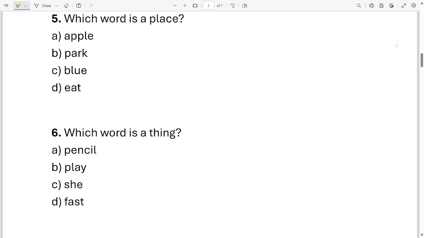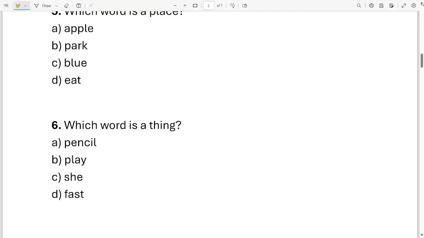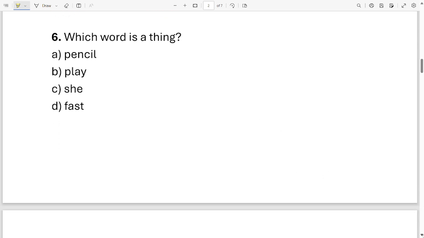Which word is a place? Now here what you have to identify? Place. Your options are apple, park, blue, eat. Now out of these 4 options, you have to identify which one is a place. Is apple a place? Is park a place? Is blue a place? Or is eat a place? Which one is a place? It is park. Park is a place where kids play. Right?